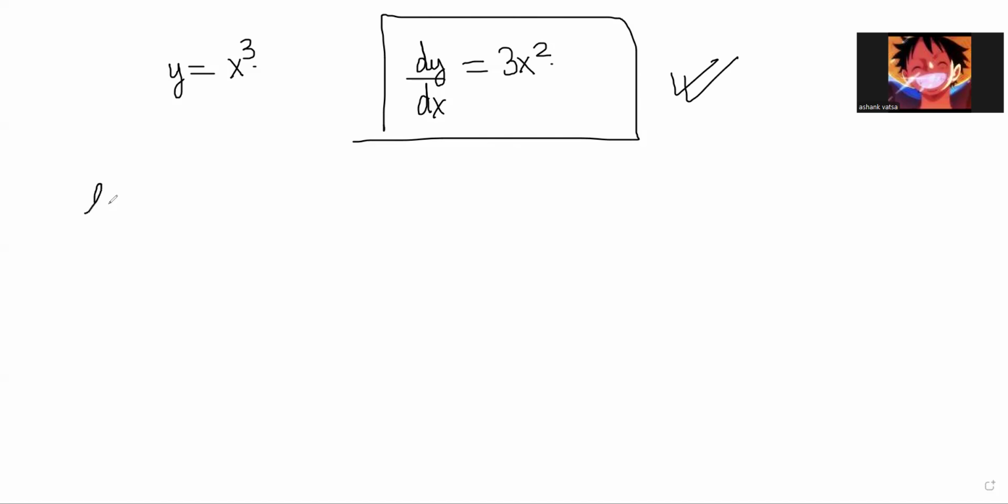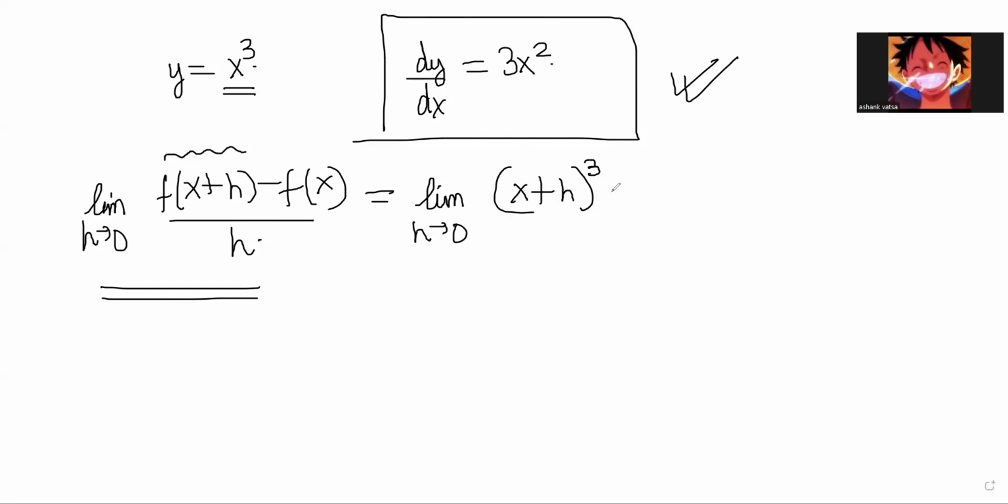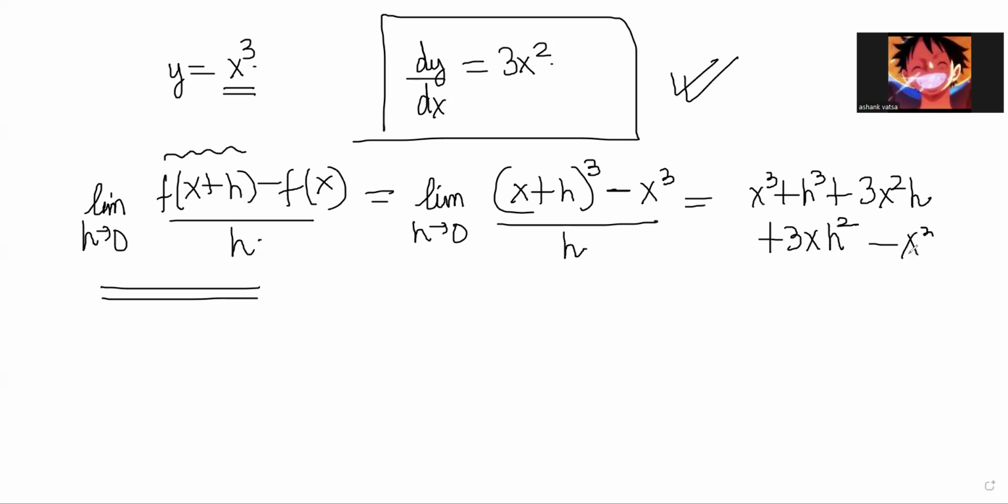We will say it is limit of h tends to 0, f of x plus h minus f of x by h. This is the RHD, right? So this will be equal to limit of h tends to 0. What is f of x plus h if my function is cube? It will be x plus h whole cube, minus what is f of x? It is x cube. Correct? So now calculate it, expand it out. You will get x cube plus h cube plus 3x square h plus 3xh square minus x cube by h.